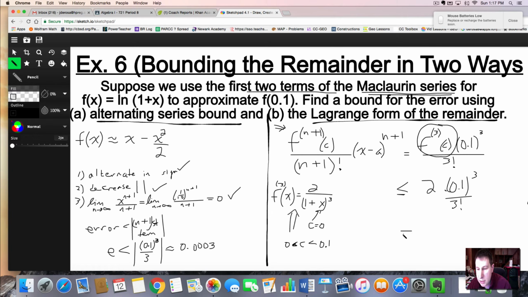Okay, and then we can simplify this term. There'll be a 2 that cancels out here with the factorial. So you'll end up getting, notice, 0.1 to the third over 3 is your error bound, and this is exactly the same thing that we got when we did the alternating series bound. Okay, so this takes practice of picking a c that works and using it, but it's an important technique for the Lagrange form of the remainder. Okay, we're going to pause here, and I'm going to do example 7 on the next slide.